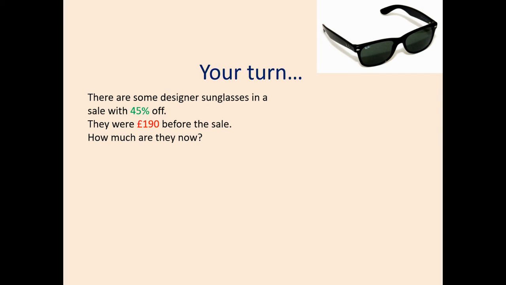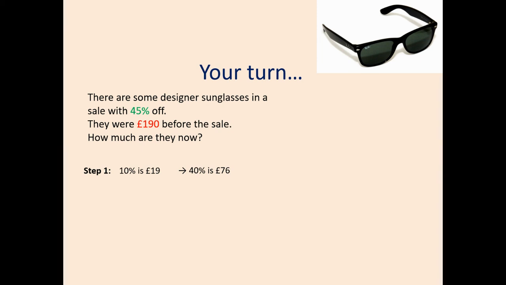Okay, let's just quickly go through this together. It says there are some designer sunglasses in a sale with 45% off. They were £190 before the sale. How much are they now? So what you need to do is step one, work out 45%. How do I do that? Work out 10% first, which is £19. Then you can work out 40% by timesing it by 4, which is £76.